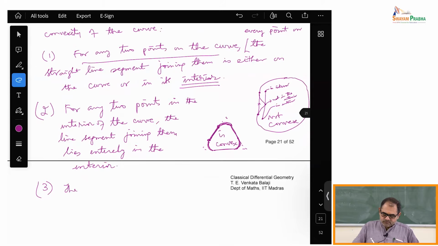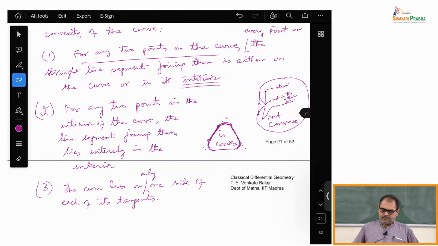The curve lies on only one side of each of its tangents. At a point where the curve caves in, I can draw a tangent, and portions of the curve will stretch on both sides. So that is also convexity.